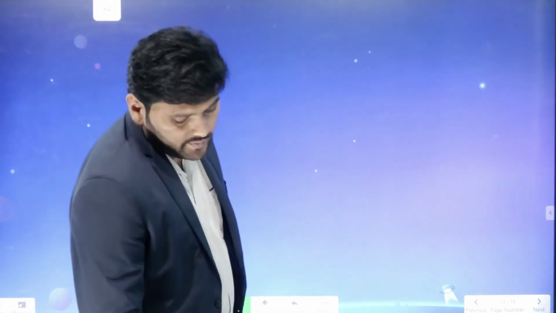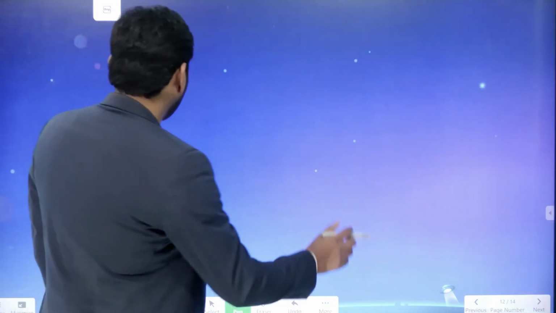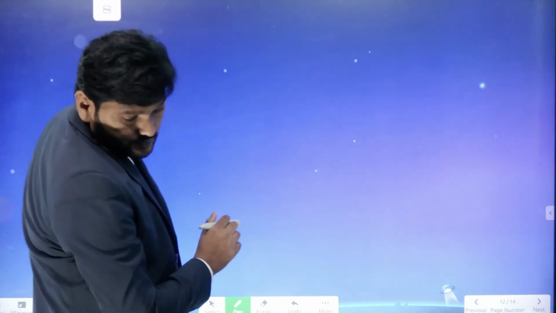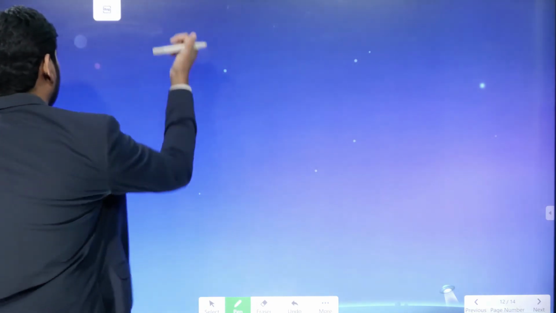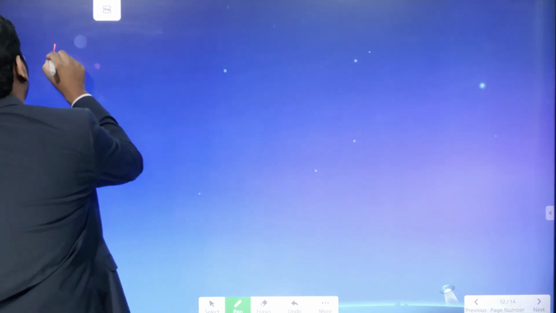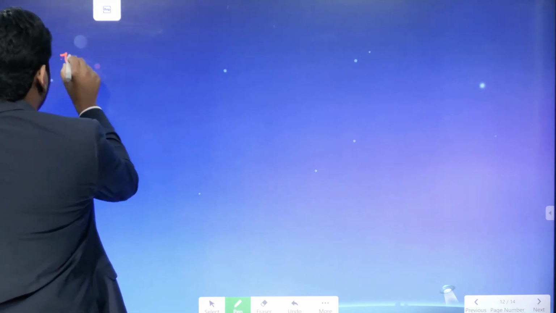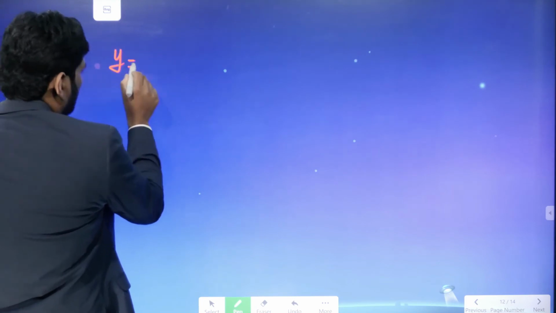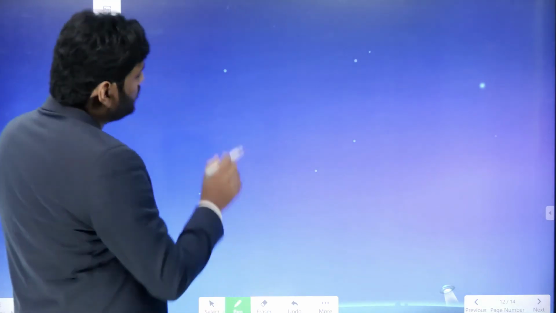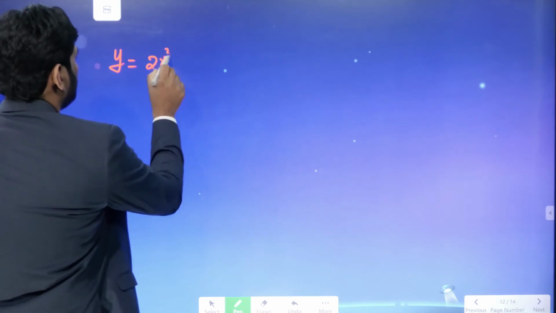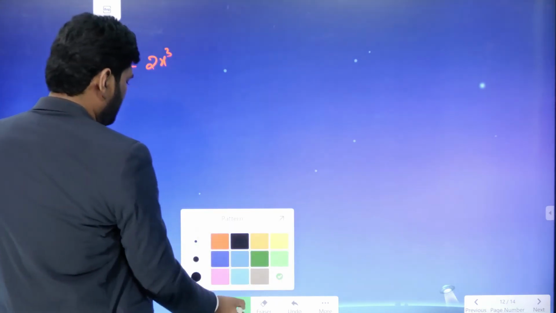The gradient of the curve increased to x. So they are asking to find what? They are asking to find the k value. So this is the seventh question, right? Now I am taking the seventh question. They gave one curve in the seventh question: y is equal to 2x cube. 2x cube is the given curve.